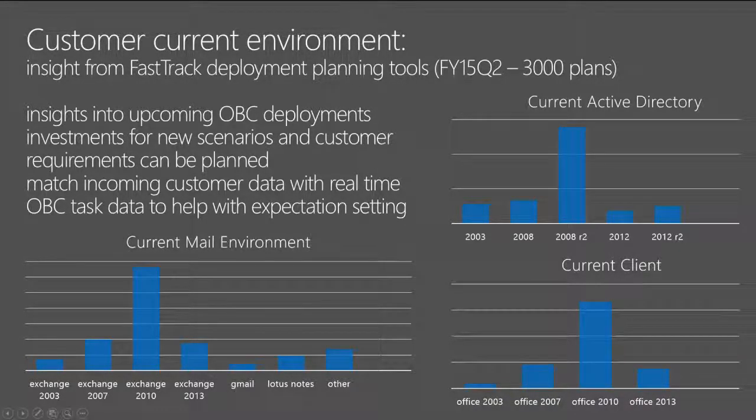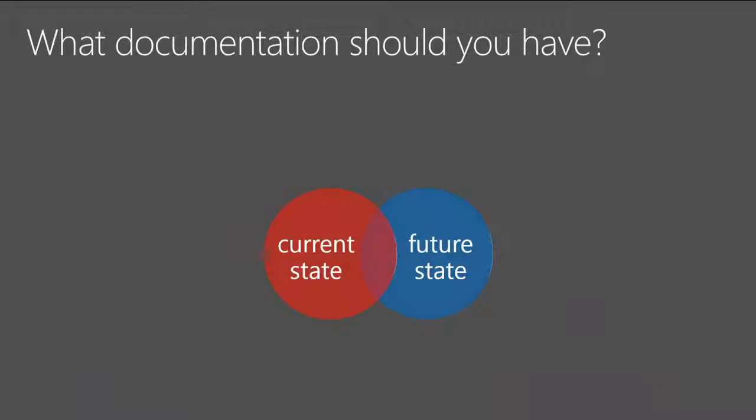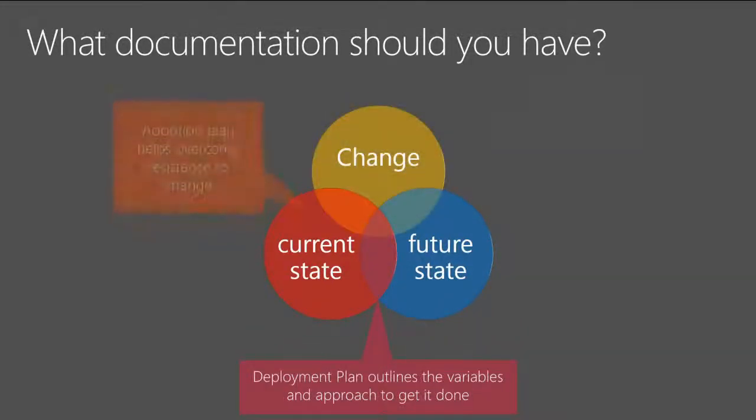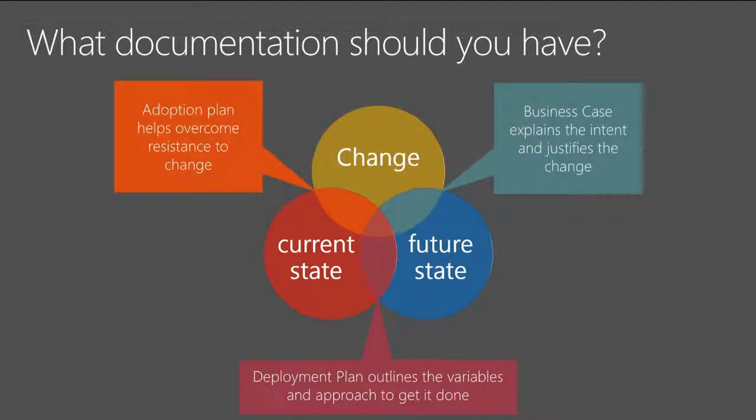So to kind of wrap up on documentation, to go back to this chart, really the adoption plan is there to help you overcome that resistance to change from your end users, your users, the kind of business changes that will happen to that organization. The business case explains the intent, it will justify why you're going to make that change. The deployment plan outlines all the variables that you have and the approach that you'll take to get it done. So these are the three really important documents that you should have at the end of your planning experience as well.